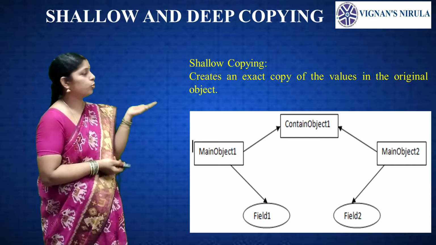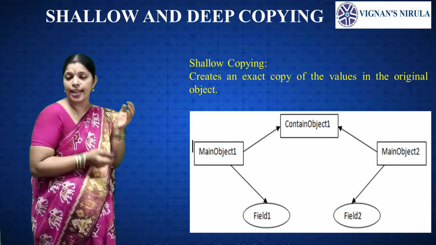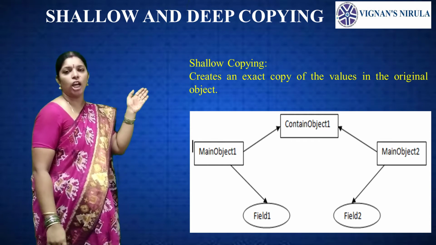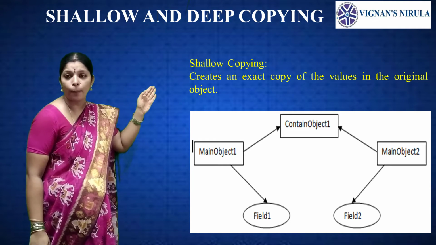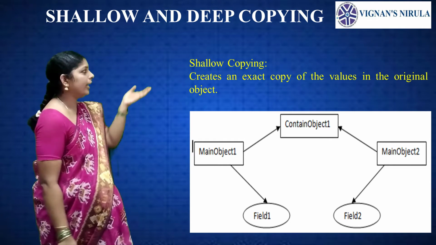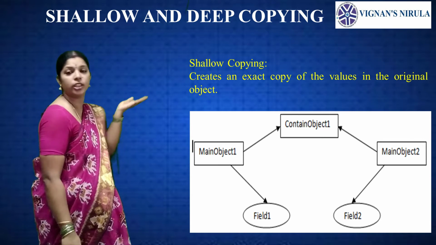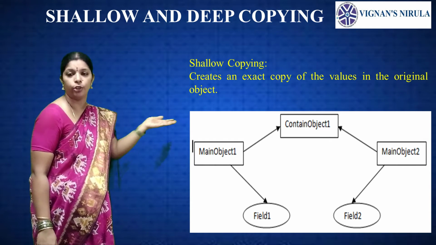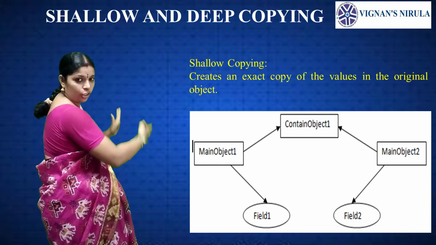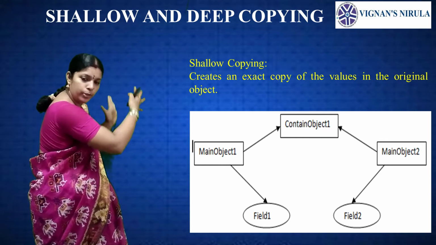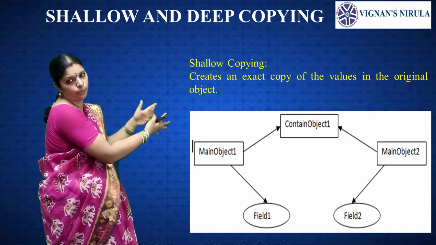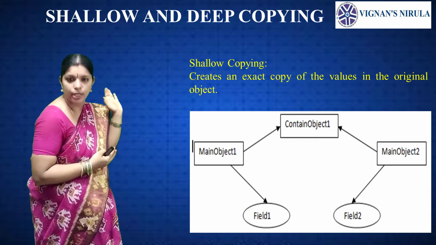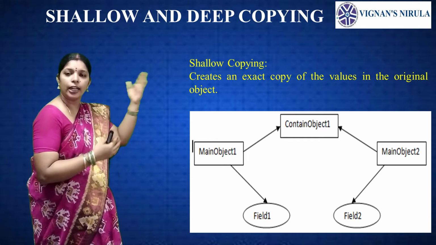Next, see the diagram. What does it mean? The shallow copy creates an exact copy of the values in the original object. Here, contain object 1 has the main 1 object and the main 2 object, and main 1 and main 2 objects have field 1 and field 2. Here we are copying the exact copy of main object 1 and field object 1 to main object 2 and field object 2. Whenever there are any changes in main object 1, the changes can occur in main object 2 also.